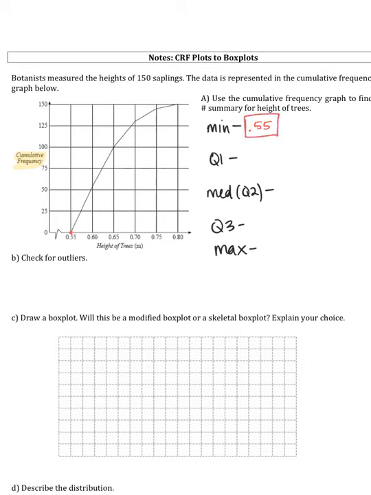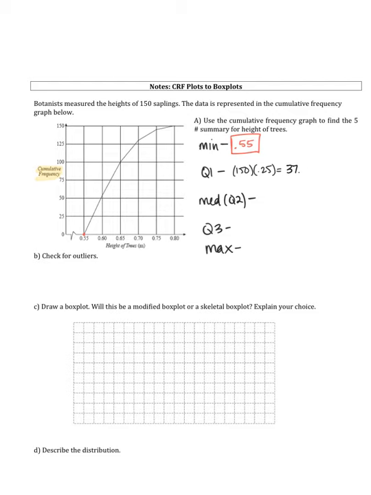For my Q1, remember my Q1 is the boundary for 25%. So I want to find where 25% of the trees fall. If this was cumulative relative frequency, I could just read over to 25%, hit the graph and come down. However, this is cumulative frequency. So I have to find what value represents the boundary for 25% of saplings. I'm going to do that by multiplying 150 by 0.25, and I get 37.5. That's the value I'm going to look to on my y-axis, the frequency value that is representative of 25%.